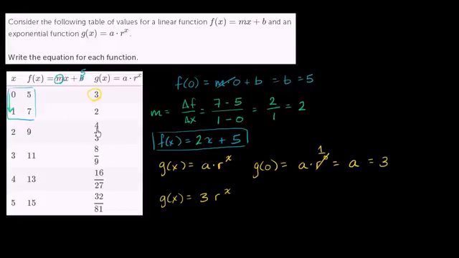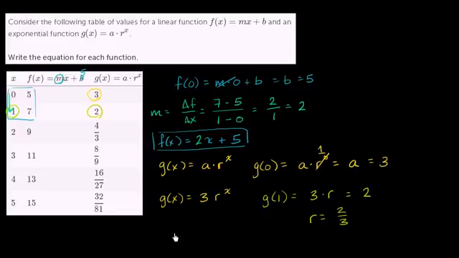So now we can just use any one of the other values they gave us to solve for r. For example, they tell us that g of 1 is equal to 2. So let's write that down. g of 1, which would be 3 times r to the first power, or we could just write that as 3 times r. They tell us that g of 1 is equal to 2. So we get 3 times r is equal to 2, or we get that r is equal to 2/3. Divide both sides of this equation by 3. So r is 2/3, and we're done.